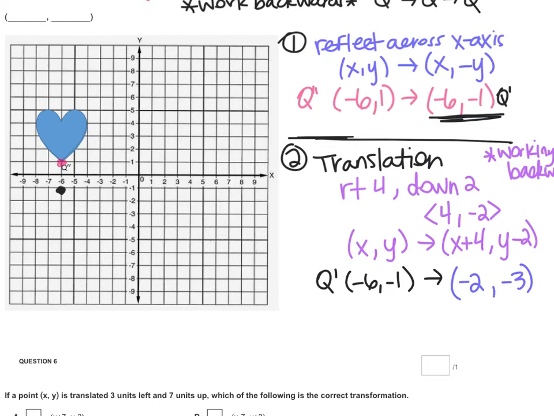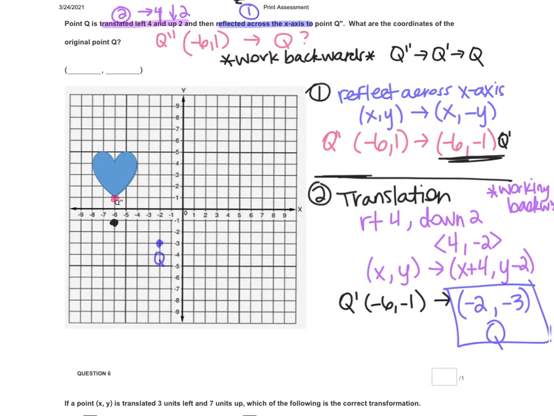So again, if you want to do it manually, we're going to go right 4, 1, 2, 3, 4, down 2, right here to -3, okay? So let's put this point right here. So q prime, or point q, right? So this is the value of q. Okay, so your answer for this would be -2, -3, all right? But if you really want to check, follow the rules, okay?